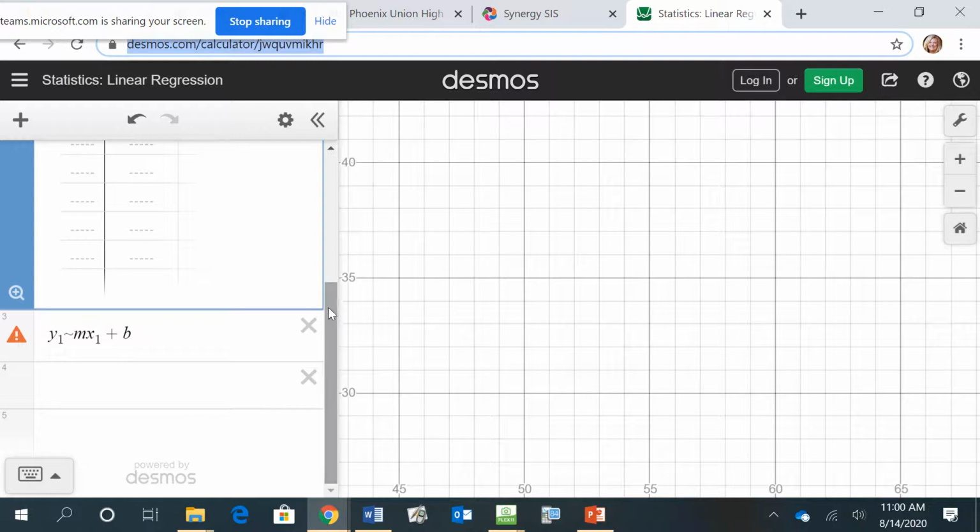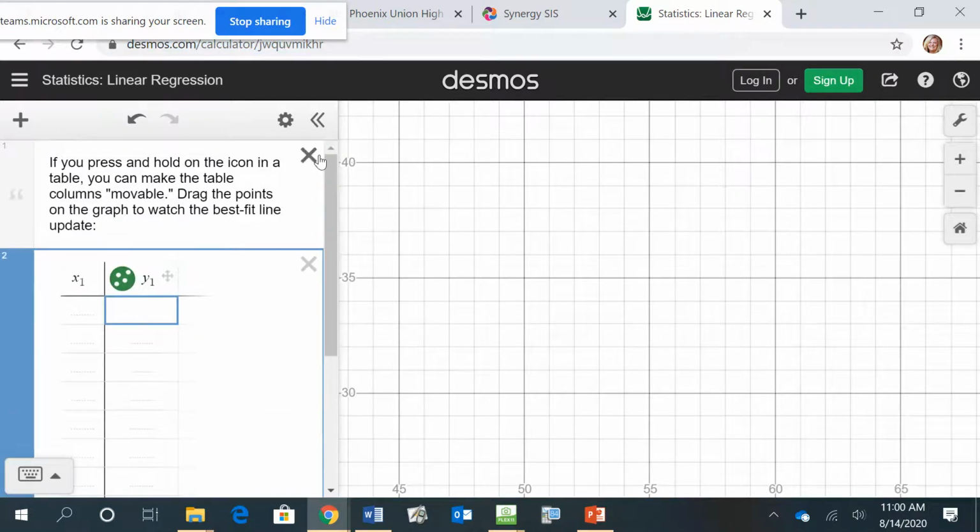Okay, so this is the problem again. We are working right now with the average cost of a gallon of 1% milk, and we're going to be able to make some predictions. So first, since I'm working with years, years always goes into the X column.